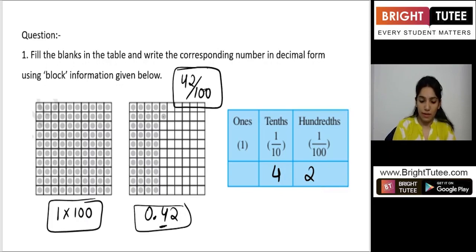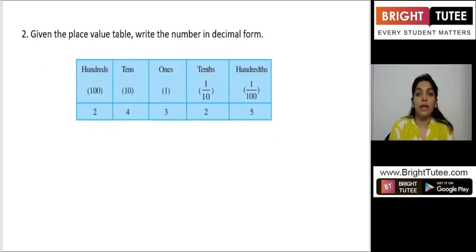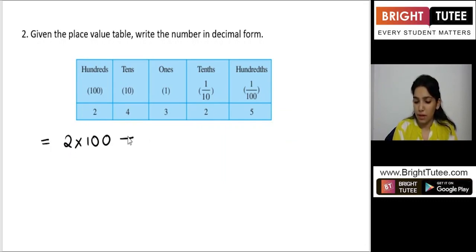Okay. Now, let us see here. Given the place value table, write the number in decimal form. Let's write it in the expanded form and then we'll come to the number. Writing this into the expanded form. How many numbers do you see at the hundreds place? 2. So it is 2 times by 100 plus what number do we have at the tens? It is 4. So it is 4 times by 10.